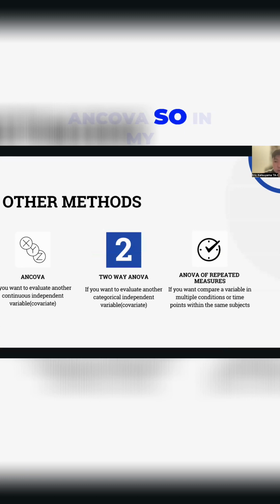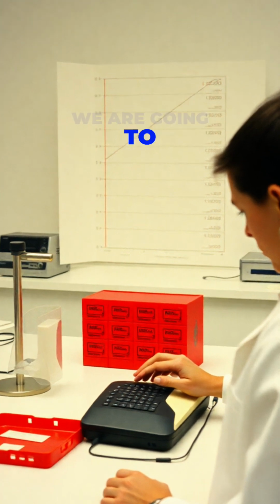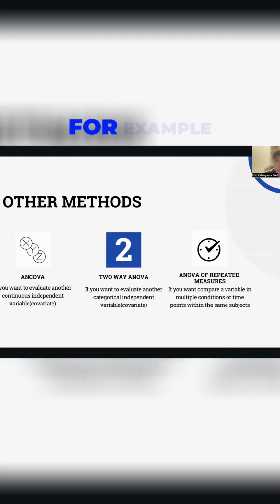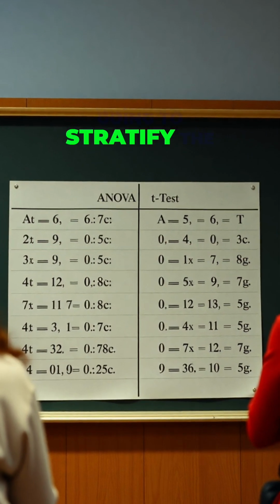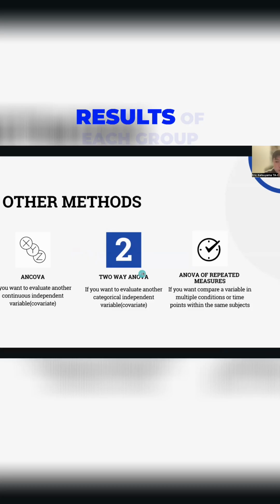We can use ANCOVA. So in my example of patients with heart failure with different types of drug, we can also add the independent variable of age, and adjust our analysis with age. The two-way ANOVA is different. We are going to put in a categorical independent variable. So for example, patients with more than 50 years of age or less than 50 years, and we're going to stratify the results of each group based on the age also.